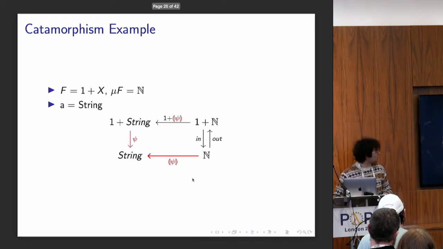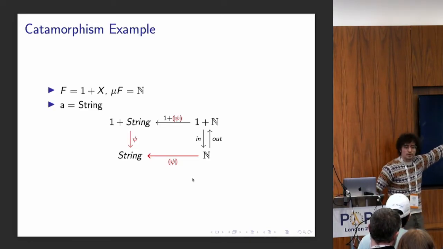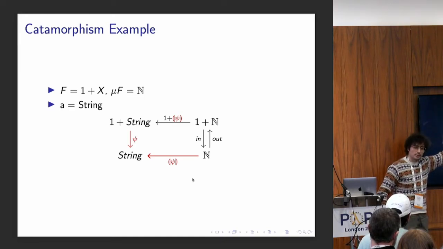I'm going to give an example. So if I replace F with 1 plus X, its fixpoint is the natural numbers, okay?